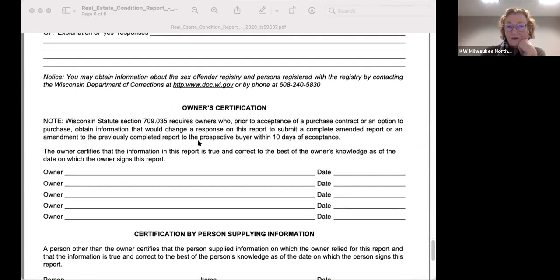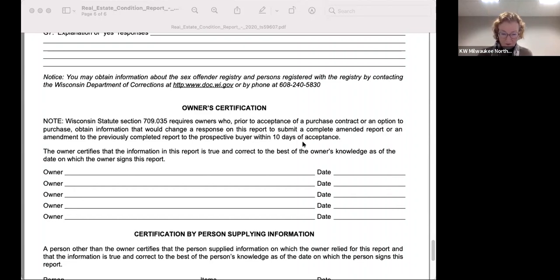So this is where, at the end, this Wisconsin statute requires owners who, prior to the acceptance of a purchase contract or an option to purchase, obtain information that would change their response on this report to submit a complete amended report or an amendment to the previously completed report. So there is a separate form, I don't have it popped up here, that's called the amendment to the condition report. I prefer that to be used rather than changing the whole condition report because it gives a paper trail.